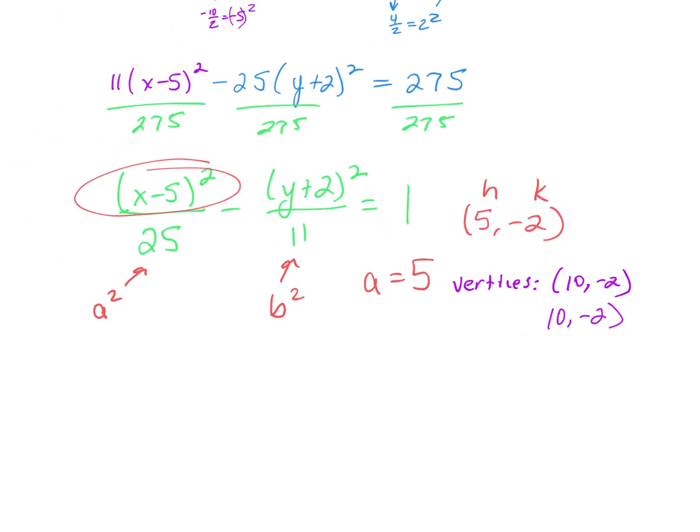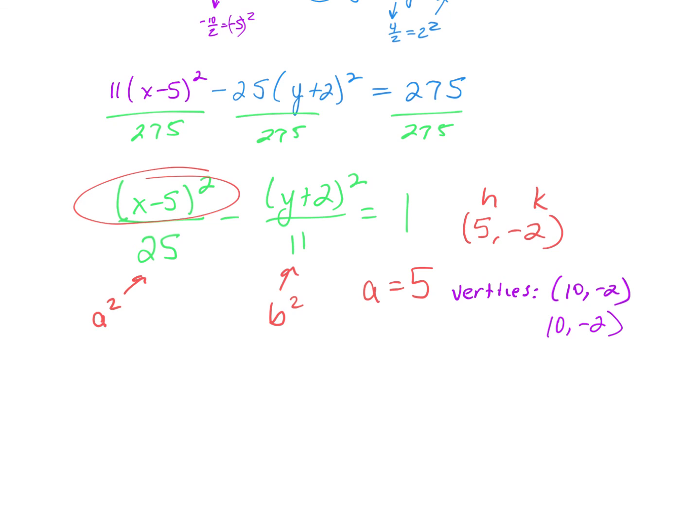If you guys were asked to find the asymptotes, you have your A value, your B value would be the square root of 11, and then you would just use the formula, and since it's a horizontal, it would be B over A. Questions? You guys all right?